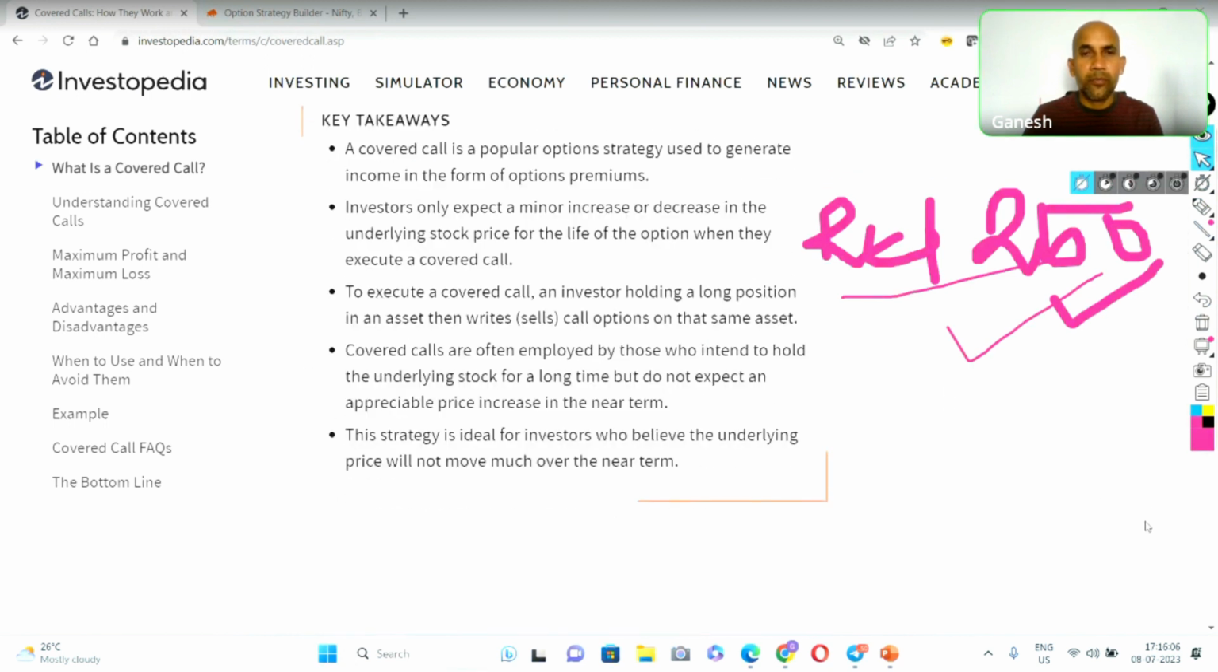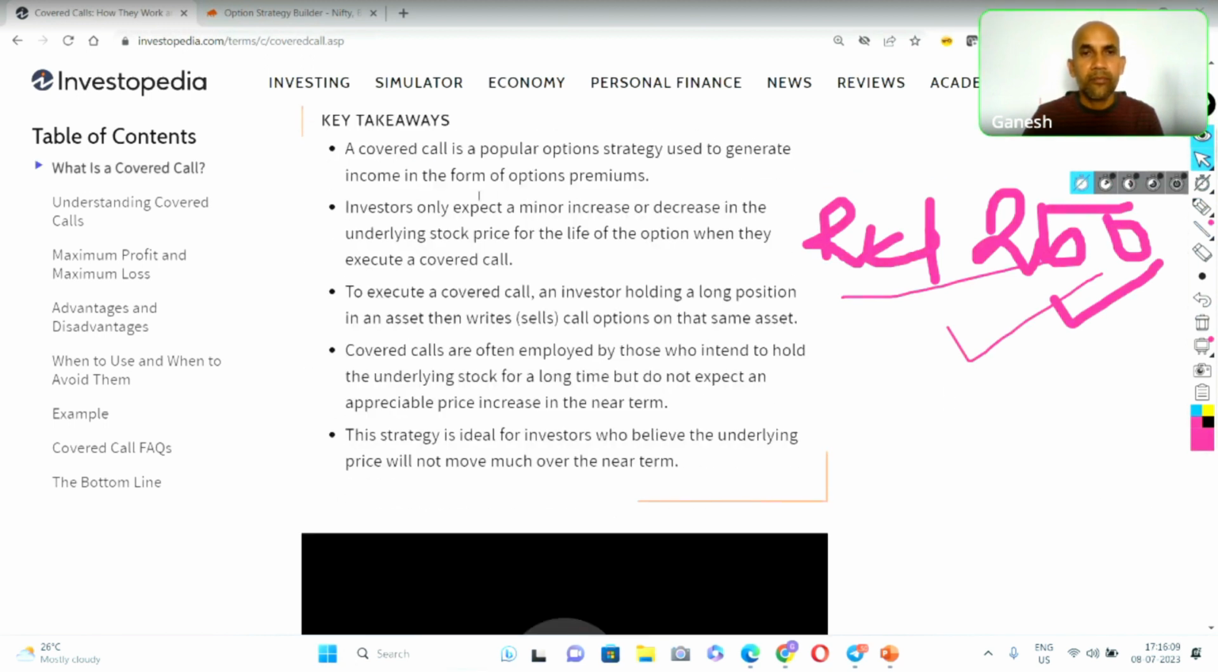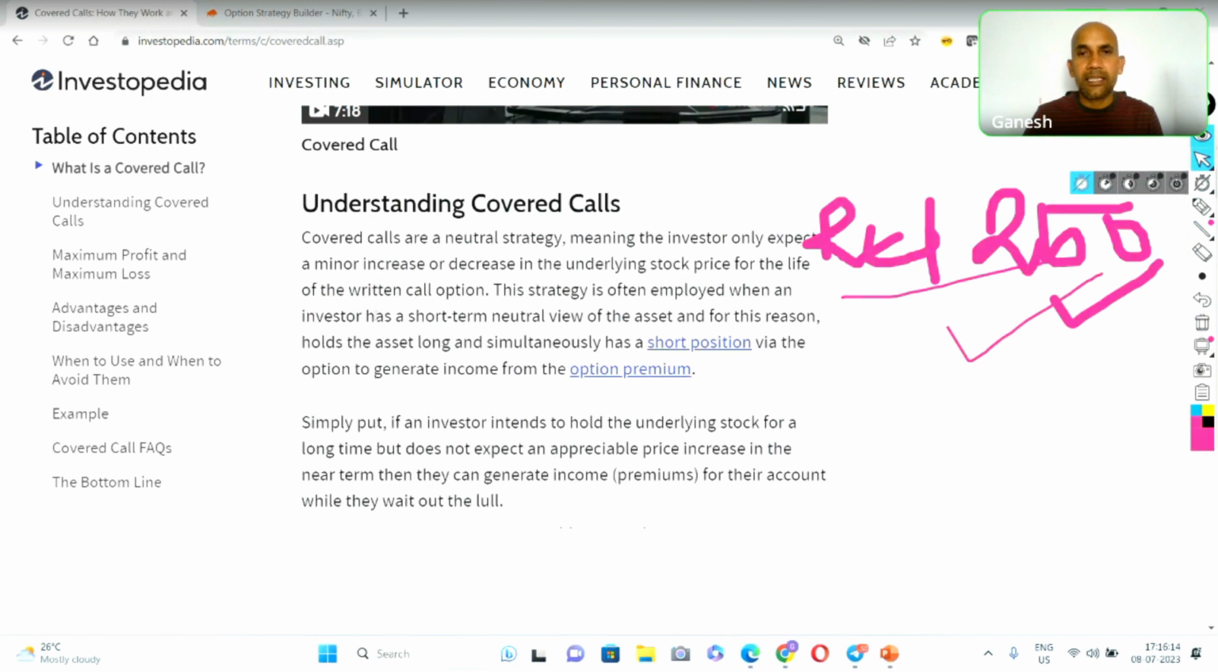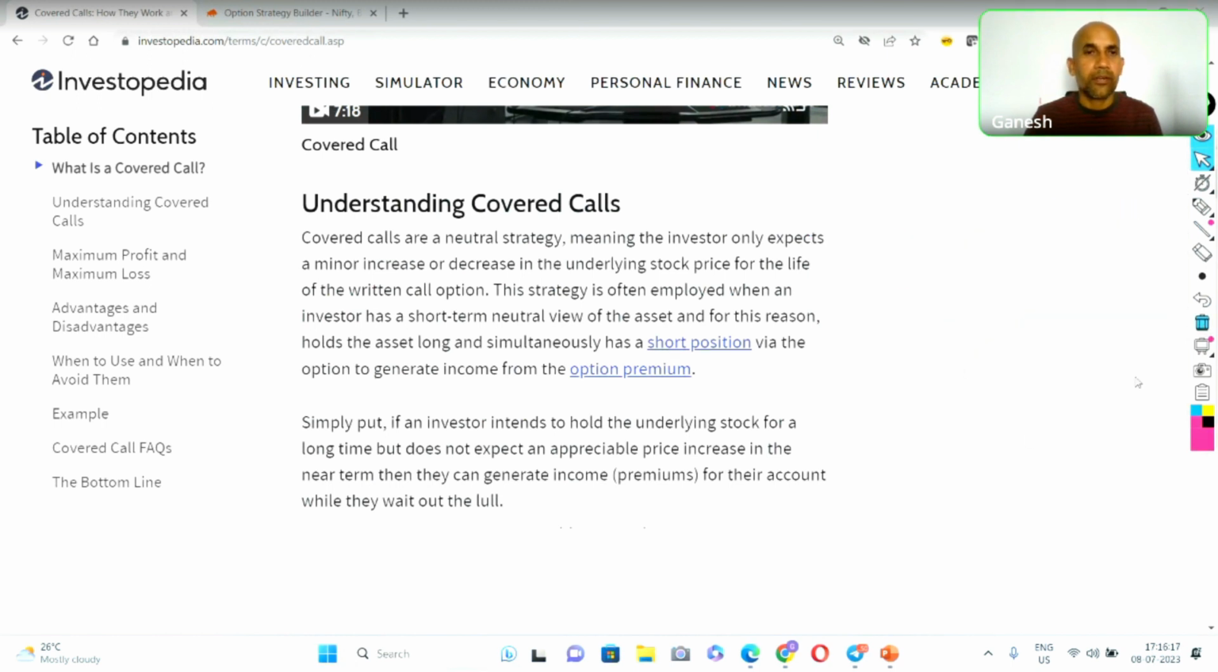So a covered call is a popular strategy used to generate income in the form of options premiums. Okay. So understanding the covered call. This is a neutral strategy, right? A neutral underlying stock, neutral to up to some extent, not very bullish or very bearish. This is a scenario where I would initiate a covered call. Let's say I take Reliance, again the same example. I'll buy 250 stocks. What is 250? This is the Reliance lot size.